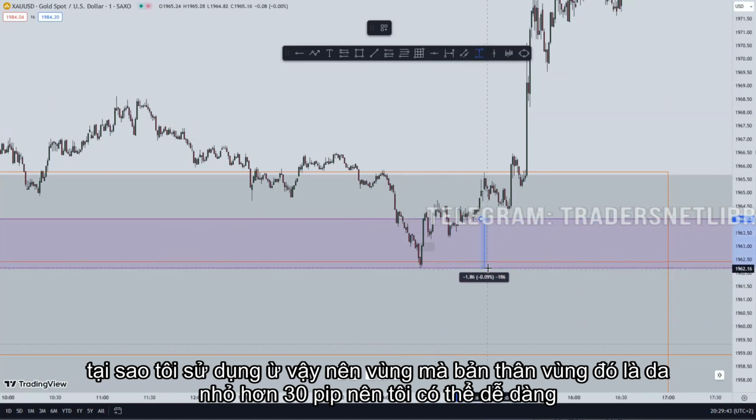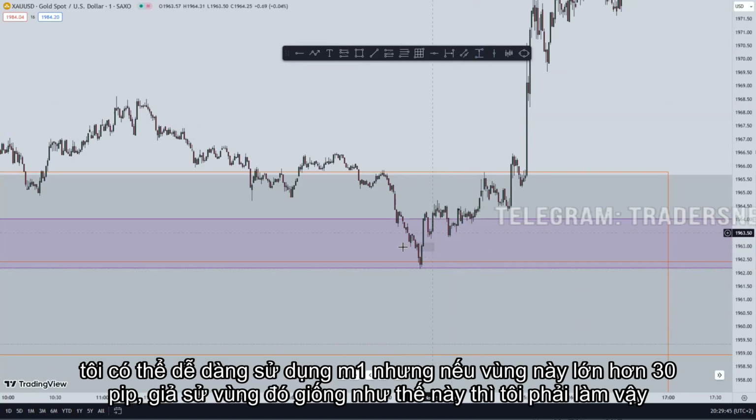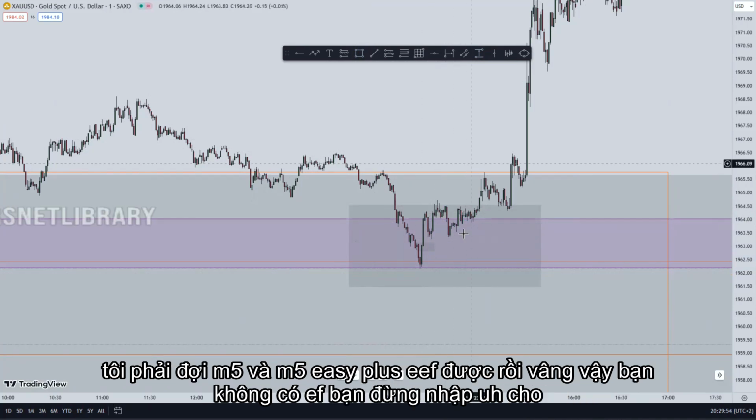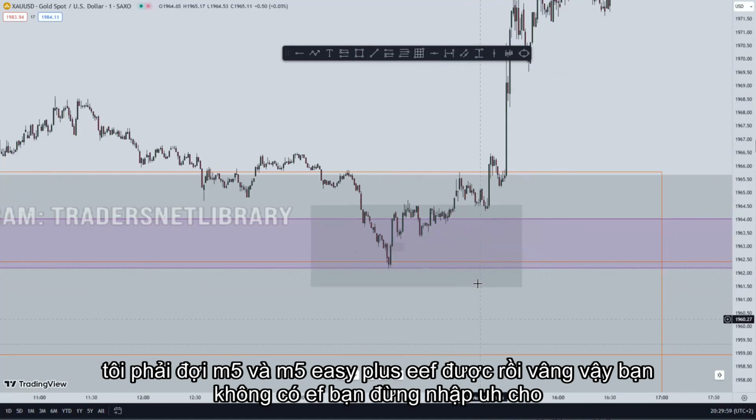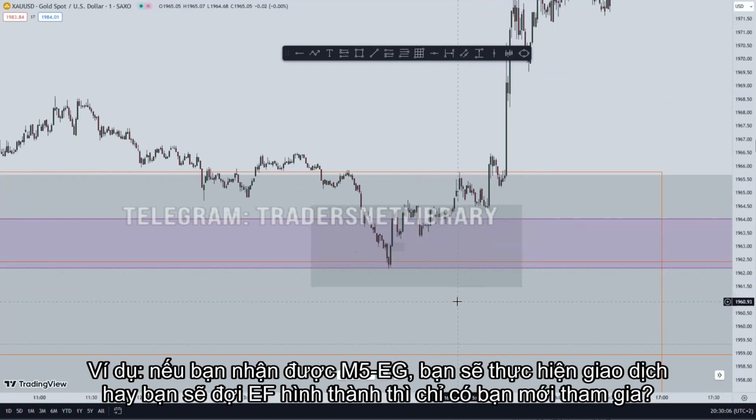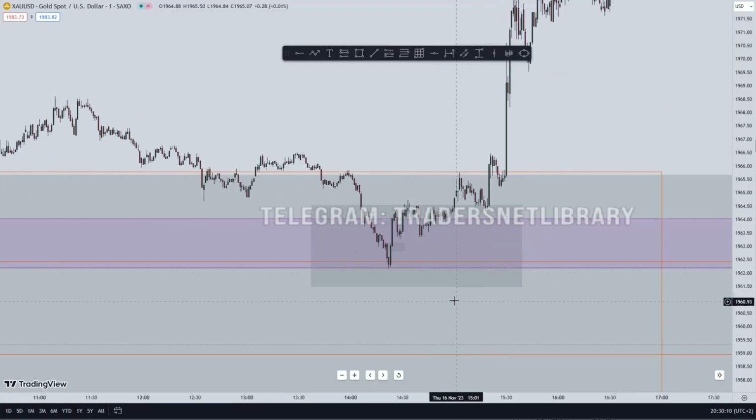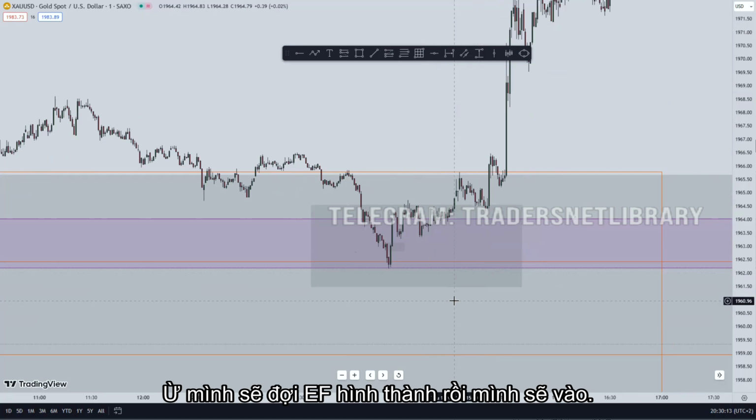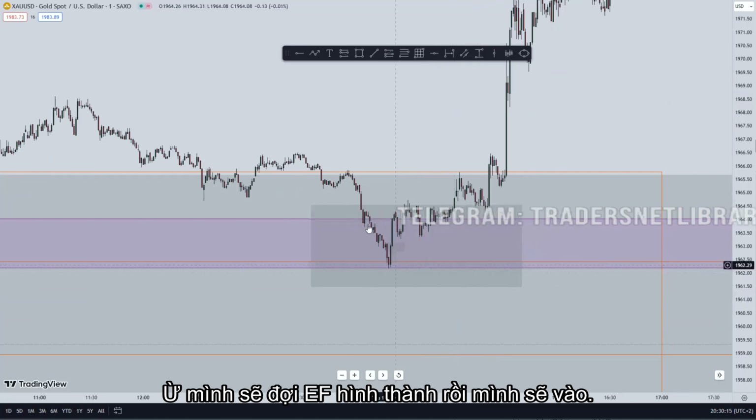Ah, makes sense. So I can easily use M1. But if the zone is more than 30 pips, let's say the zone was like this, I have to wait for M5 and M5 EG plus EF. Okay. So without EF you don't enter. For example, if you get M5 EG, will you take the trade or will you wait for EF to form, then only you will enter? Yeah, I will wait for EF to form, then I will enter.